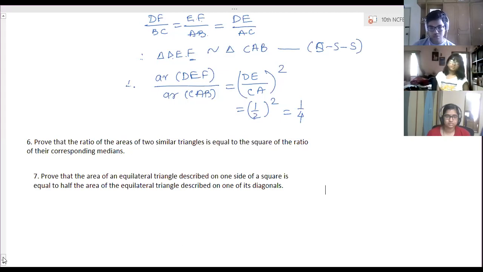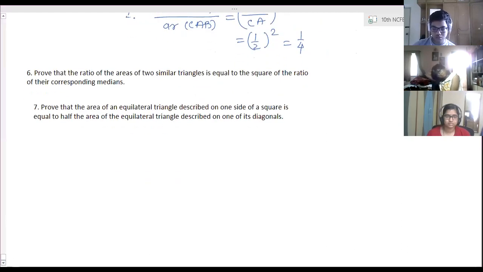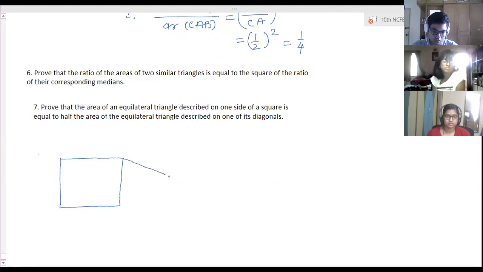Described means formed. Equilateral triangle formed on one side of the square means considering one side of the square as one of the sides of the equilateral triangle, equal to half the area of the equilateral triangle described on one of its diagonals. This is a square. Equilateral triangle formed on one of its sides. Okay. Area of this triangle and the equilateral triangle formed on one of its diagonals.